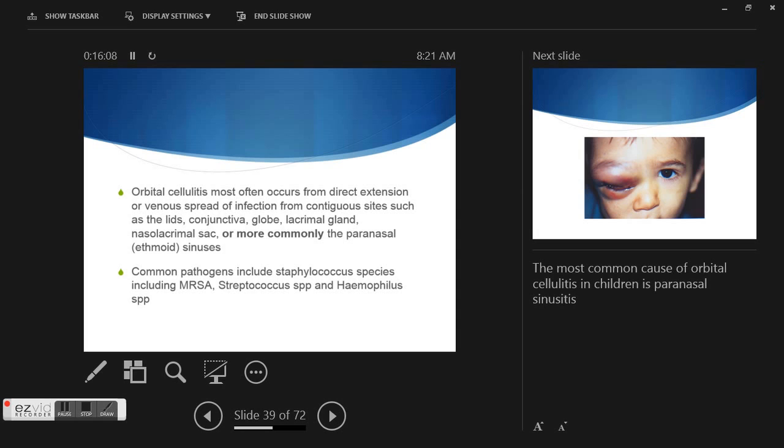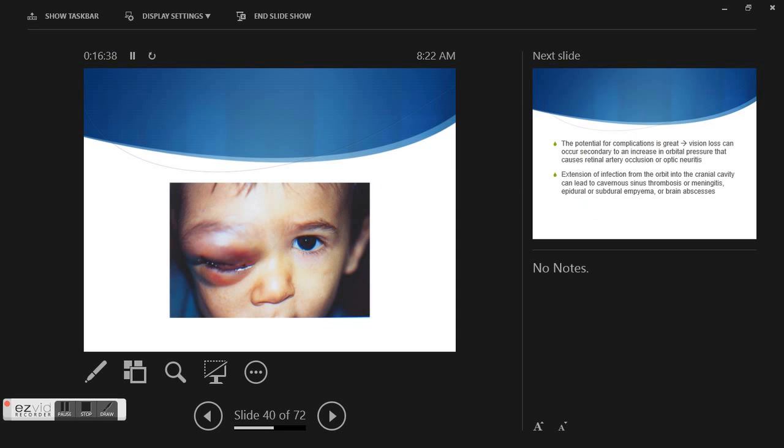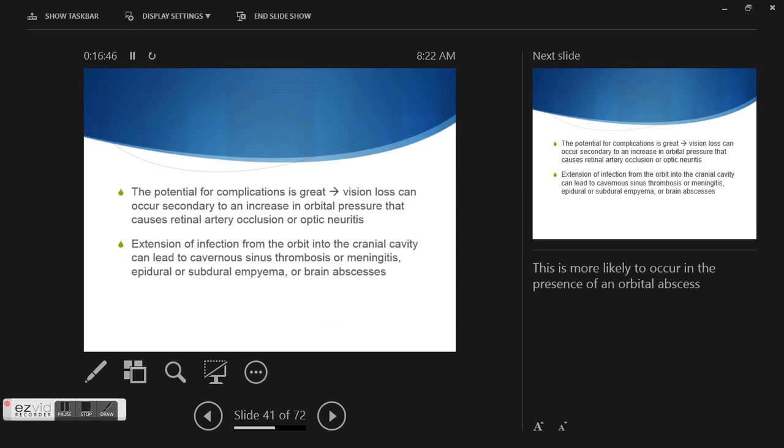Orbital cellulitis is most often a result from direct extension or venous spread of infection from contiguous sites such as the lid, conjunctiva, globe, lacrimal gland, nasolacrimal sac, or more commonly the paranasal or ethmoid sinuses. Common pathogens include Staphylococcus species, including MRSA, as well as Streptococcus and Haemophilus species. And just a note, the most common cause of orbital cellulitis in children is a result from paranasal sinusitis. And here you can see a picture of a little boy with orbital cellulitis.